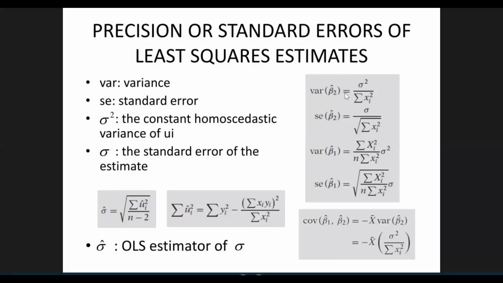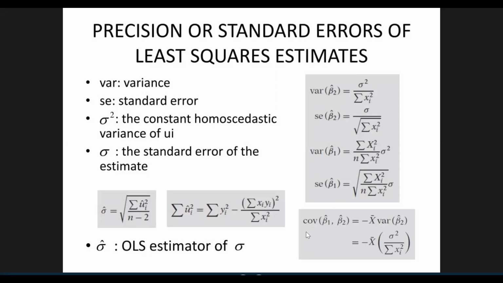Similarly, variance of beta 2 hat is equal to sigma square divided by summation xi square. Again, xi is in deviation form, and the value of sigma square can be found here. Similarly, standard error of beta 2 hat is just the square root of the above variance of beta 2 hat. What is variance of beta 1 hat? Here is its formula. Now look here: this Xi is in capital form, and in the denominator, x is in deviation form. Similarly, standard error of beta 1 hat is just the square root of the variance of beta 1 hat.